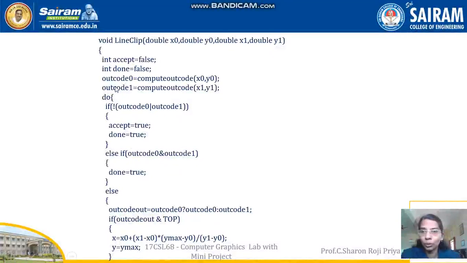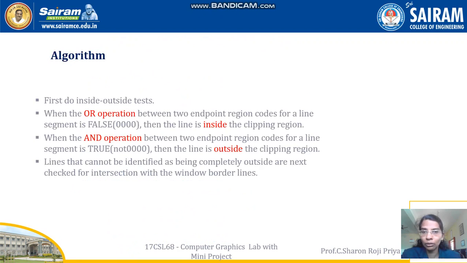Compute the outcode for both the endpoints of my line. You'll get an answer, right? To this answer, I have to take OR operation. As I told in the algorithm, calculate the region code, take OR operation, and if the result is false, that is, if it is 0, line is inside your clipping window. If the answer is not 0, 0, 0, line is outside the clipping window, it should be clipped off. If not, it is intersecting with the boundary.